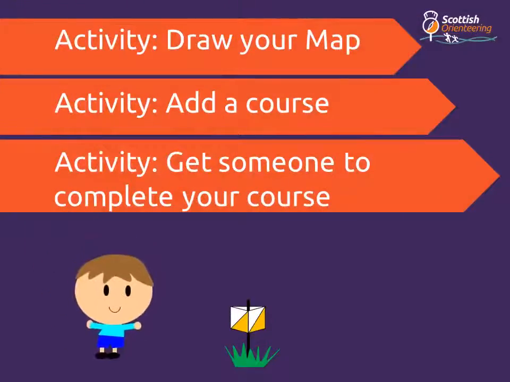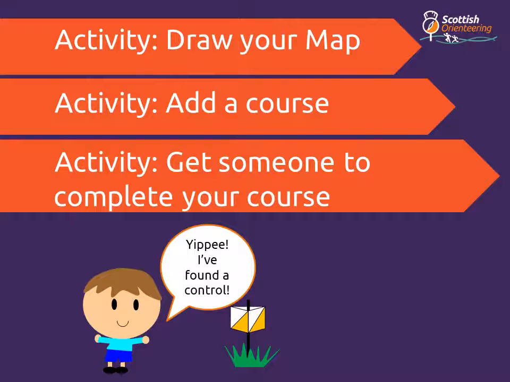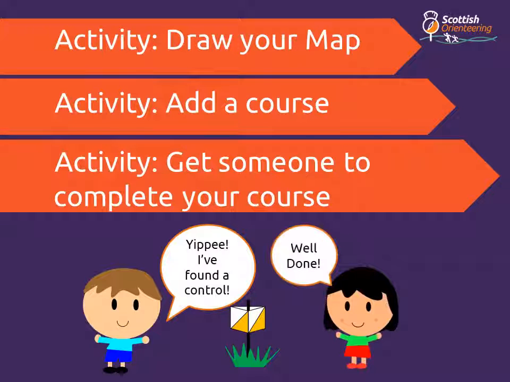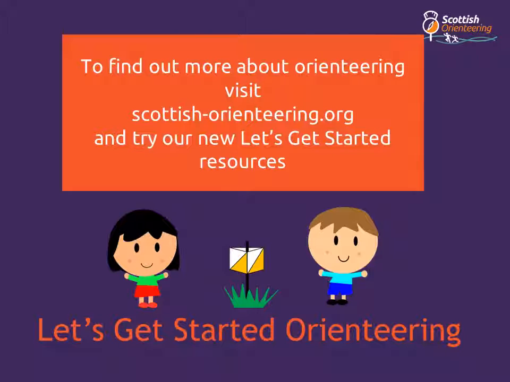Now you're ready for the next part of your activity. Take your map which you have drawn and mark a course on it. Put out some markers and get someone else in your family to go around your course. See if they can draw a course for you to do. Have fun and please share your maps and courses with us.